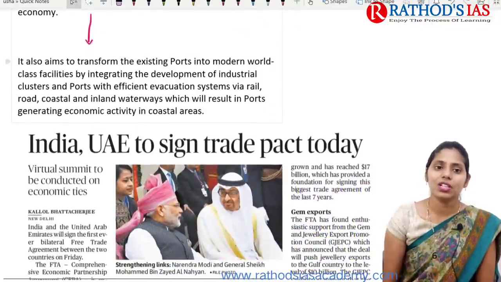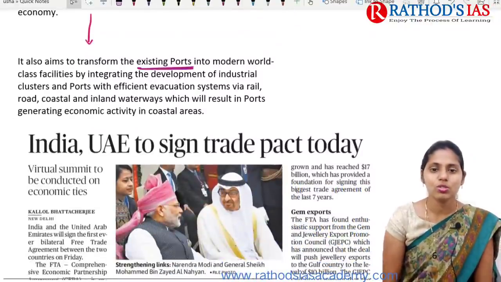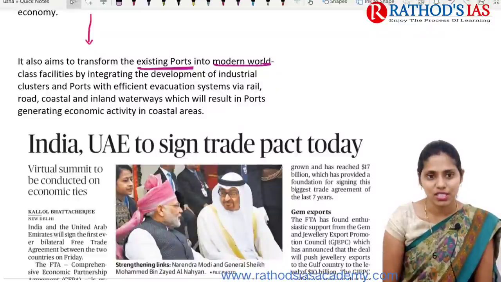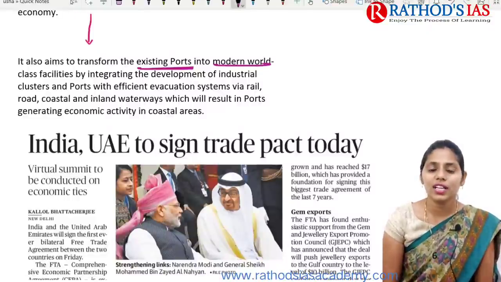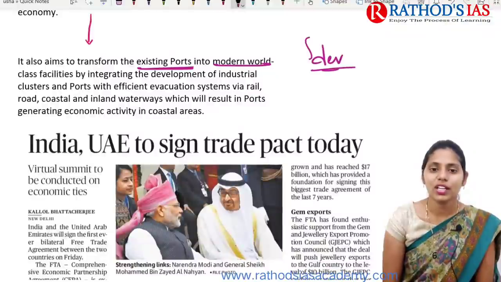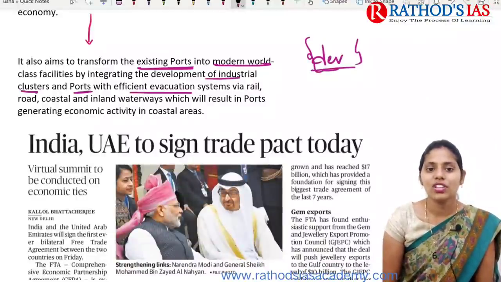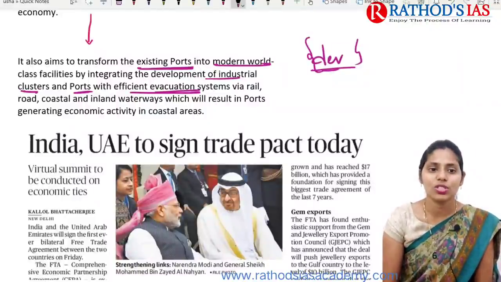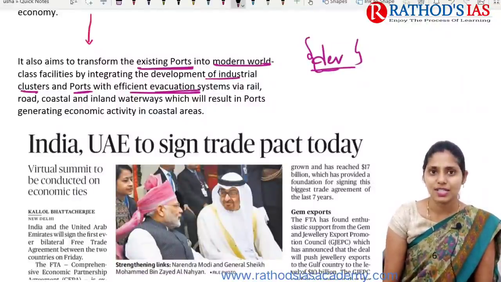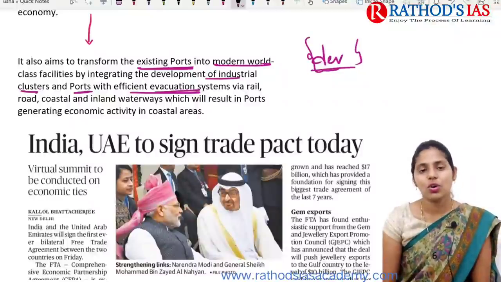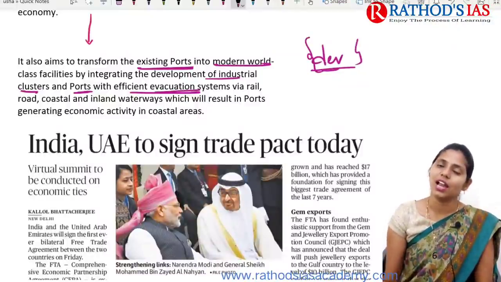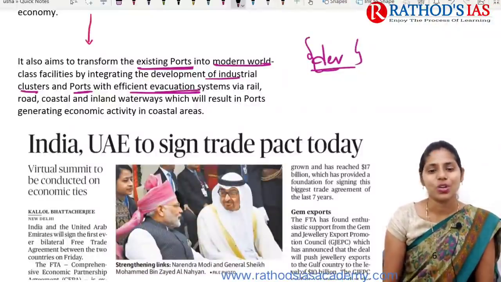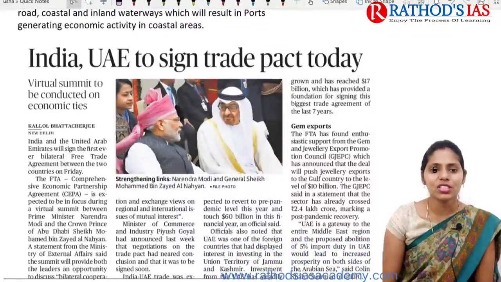An important aim is to transform the existing ports into modern world-class facilities, and we can go for integrating the development of industrial clusters and ports with efficient evacuation systems. For example, we can go for railways, roadways, coastal as well as inland waterways, etc. So in this way, this water taxi is one of the initiatives that will be helpful for the Sagarmala as well. And now let us see the next topic.